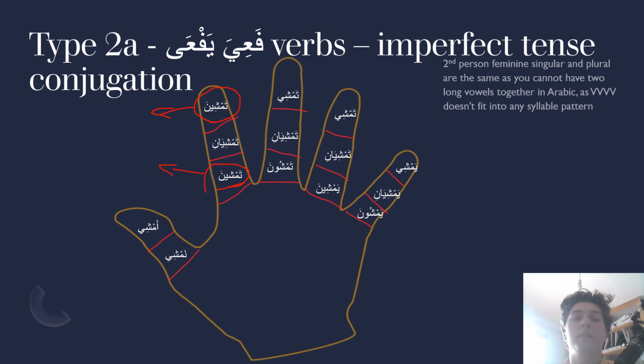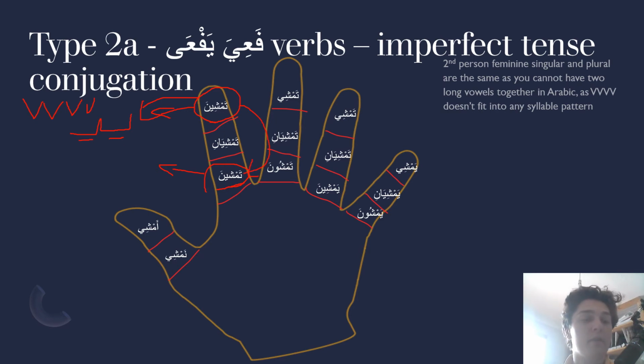In other words, this form has been shortened so it doesn't have to have two yas in a row, which would be VV, and that doesn't exist in Arabic. So this is why this syllable structure rule is very useful. This is the only type of form where these two verb forms come out the same.